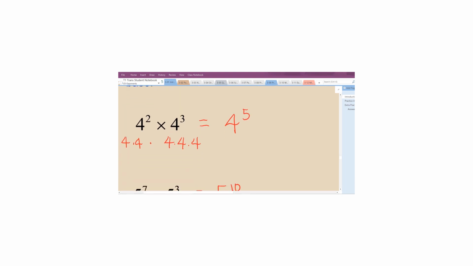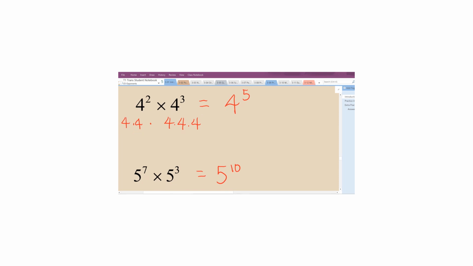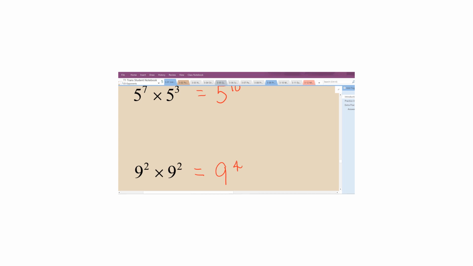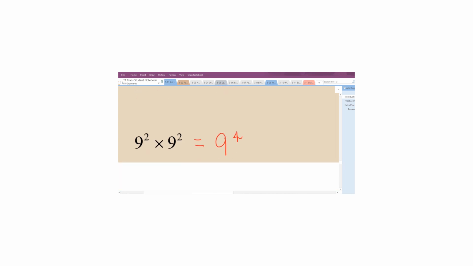Next, try that one. We end up with 7 5s and another 3 5s, so altogether we're multiplying 10 5s, or 5 to the 10th power. Try the last two and then check back here. So you should end up with 9 to the 4th for the next one. I'm sorry, there was only one. All right, let's keep going.